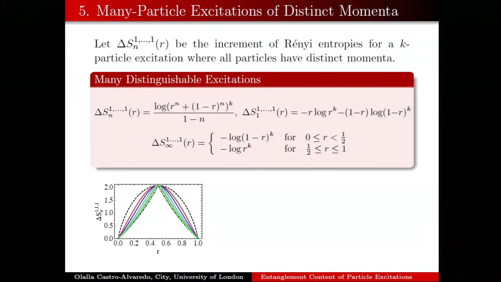And I mean, here's a picture. It looks exactly like the same function, but if you have 3 of these, for example, now the maximum of entanglement is at 3 times log 2 rather than log 2.